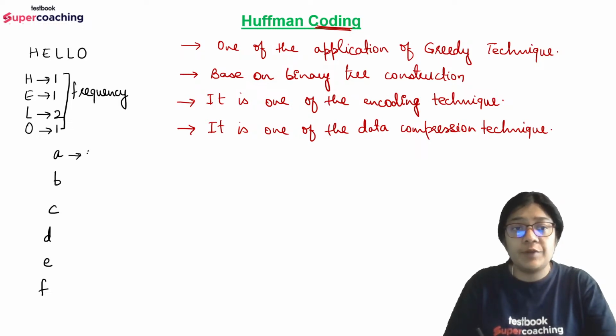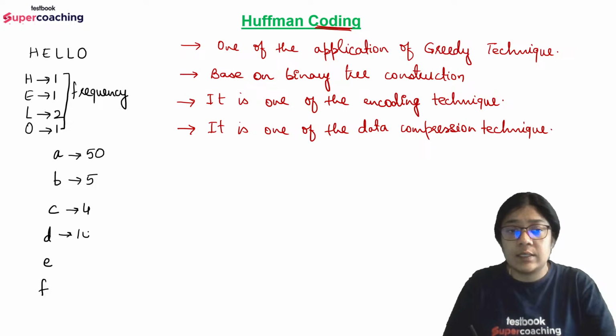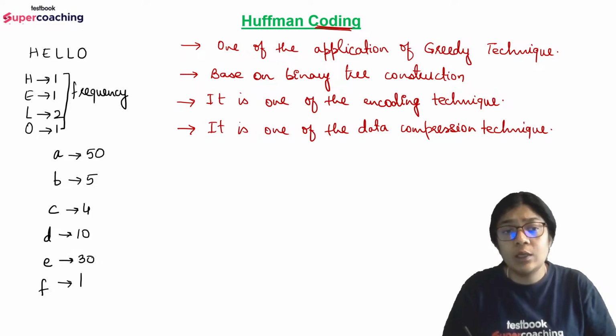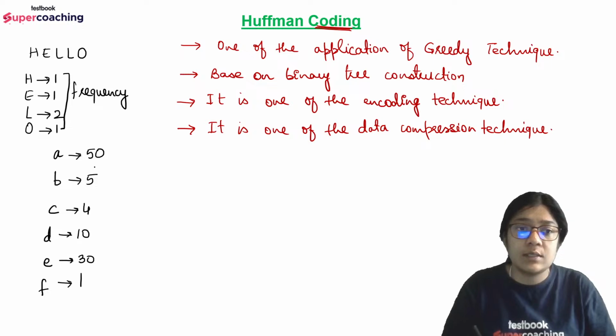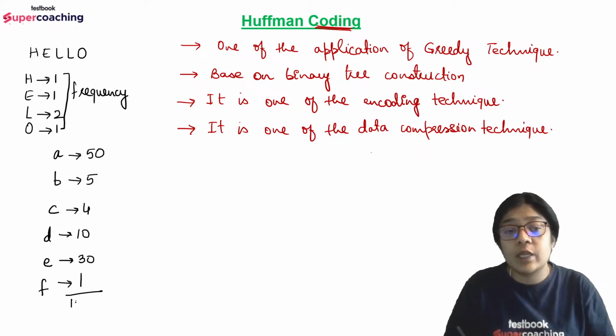Let us assume that the frequency for A is 50, frequency for B is 5, frequency for C is 4. कुछ भी frequencies consider कर रही हूँ मैं. Frequency for D is 10, frequency for E is 30, and frequency for F is 1. If we check the total, this comes out to be 100. So in total, I'm sending a message containing 6 different characters, that is A, B, C, D, E, F, and the total characters being sent is 100.